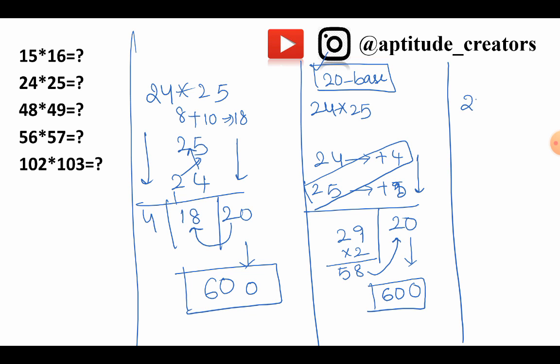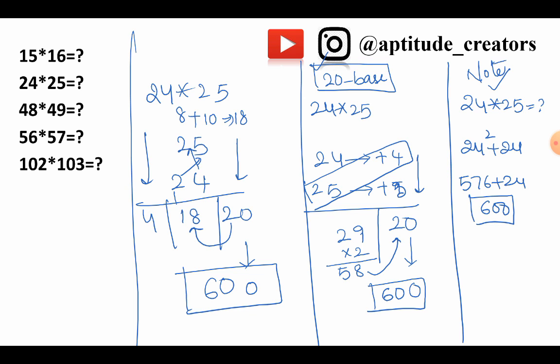Now what about method number 3? That is 24 into 25. Now write 24 square plus 24. 24 square will give the result as 576, plus 24, that will give the result as 600. This method is applicable when the numbers are consecutive numbers, side by side numbers. There is a note here.